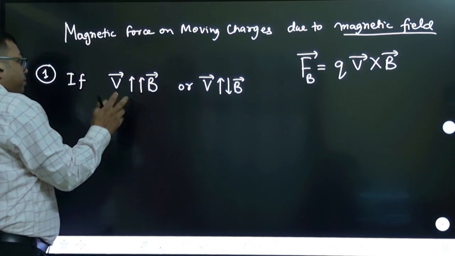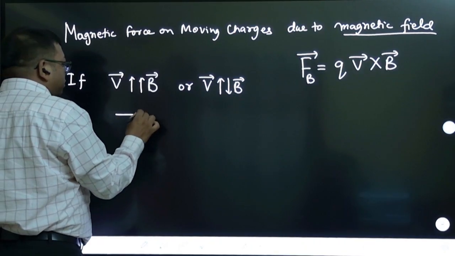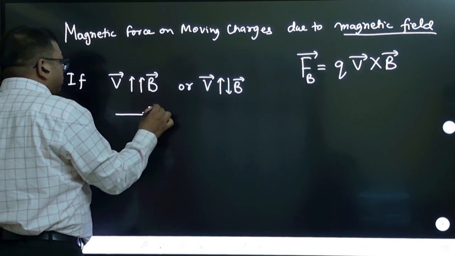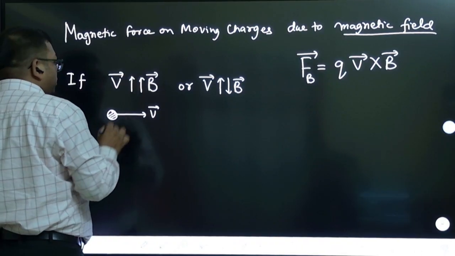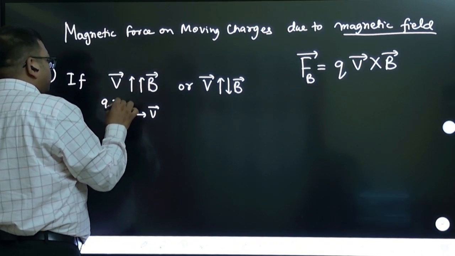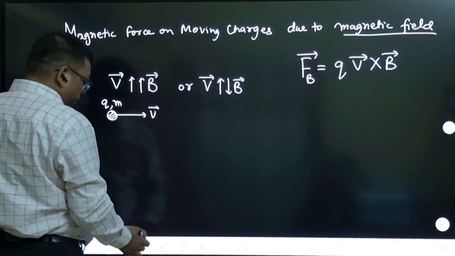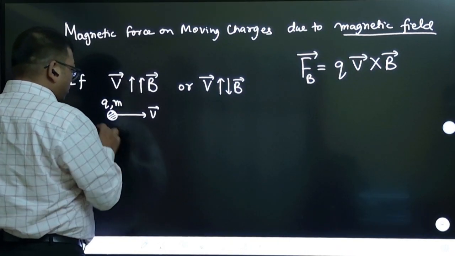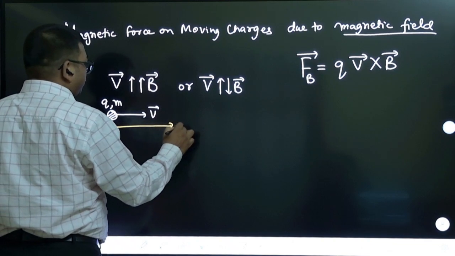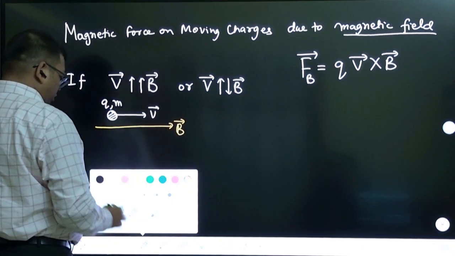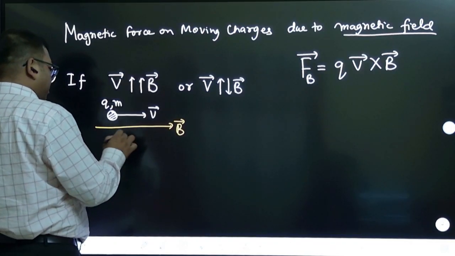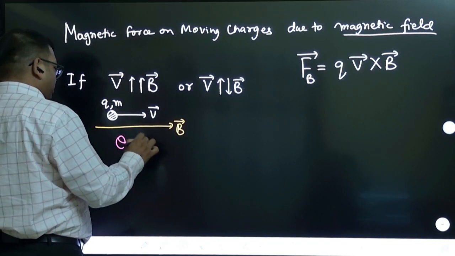So if parallel means the angle between velocity, this is, let us say, velocity vector, and this is the charged particle. Charge is q, mass is m, and let us say that there exists a magnetic field which is parallel. Okay. So that's the case. So here you have to take the angle between them as 0 degree.